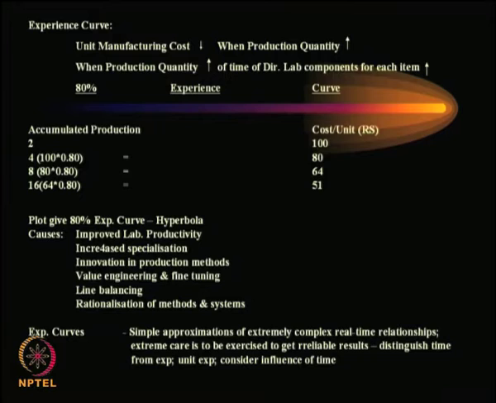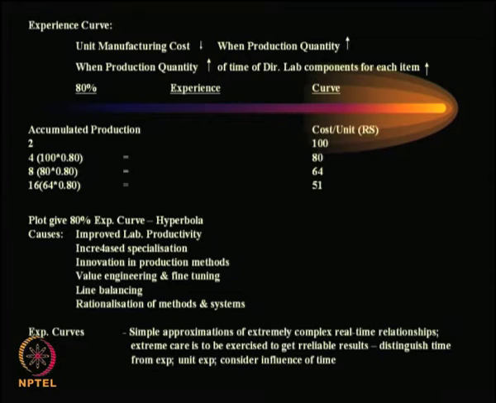When production quantity increases, what is going to happen? The time of direct labor components for each item also increases. So, that is the type of thing which is going to happen. So, this is the direct labor components for each item also increases.